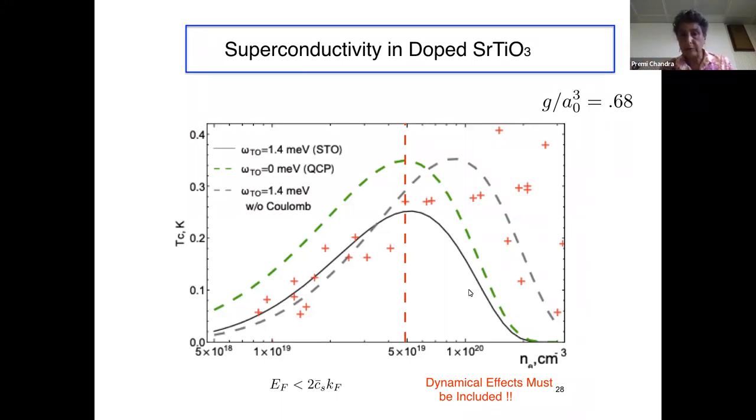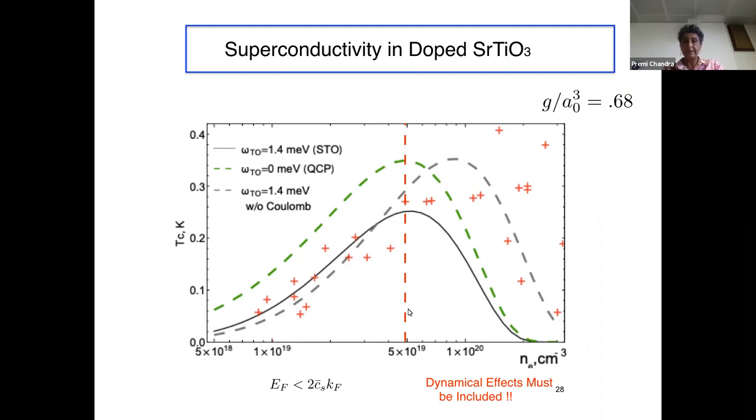This is when we include Coulomb interactions. Here is without Coulomb interactions. You might ask, why are we showing without Coulomb interactions? Many of our colleagues in the field seem to forget to put in Coulomb interactions, and we wanted to show that, yes, we too can get very good agreement without Coulomb interactions, but of course, it doesn't actually mean anything. The black curve is the one. And this green curve is what we expect if we apply pressure and drive it to the quantum critical point.